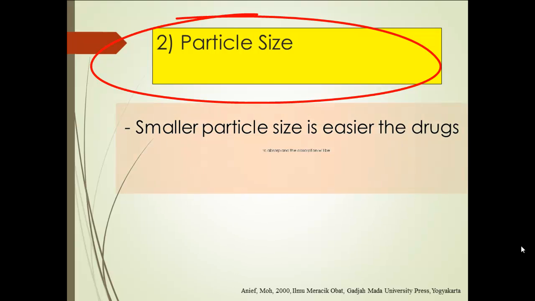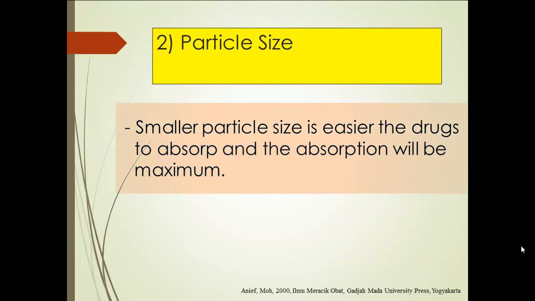Next is particle size. Smaller particle size makes it easier for drugs to be absorbed, and the absorption will be maximum. For drugs present in a suppository in the undissolved state, the size of the drug particle will influence its rate of dissolution and its availability for absorption. The smaller the particle size, the more readily the particle dissolves and the greater the chance for rapid absorption.